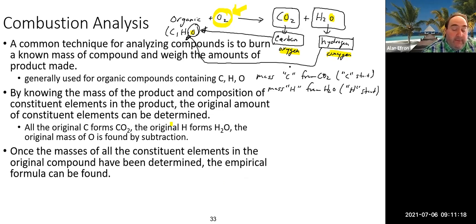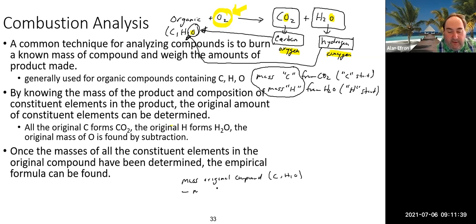But what we do know is we can figure out the mass of the carbon and hydrogen that we started with. And if we know the mass of the original compound, which is made up of carbon, hydrogen, and oxygen, we subtract the mass of the carbon, and then we subtract the mass of the hydrogen, and that will give us the mass of the oxygen that was there.